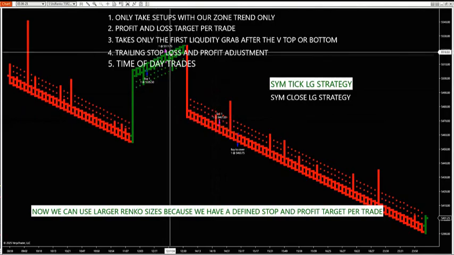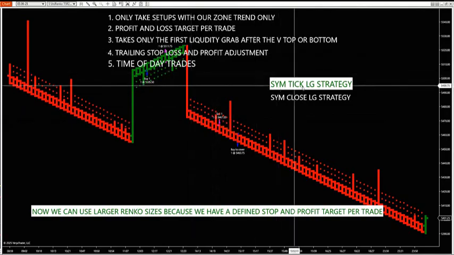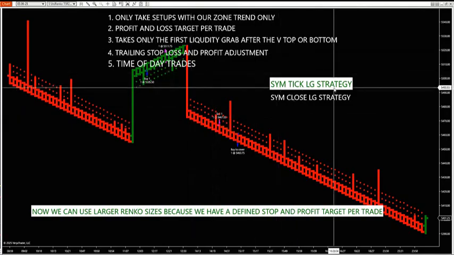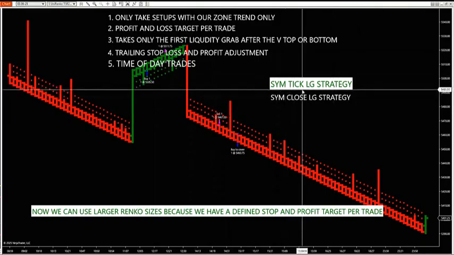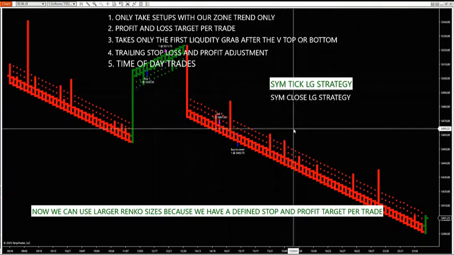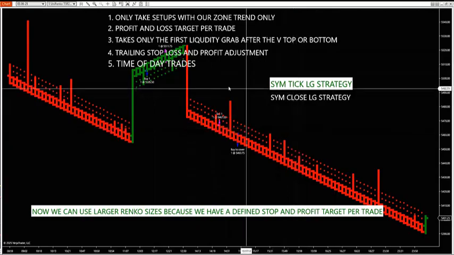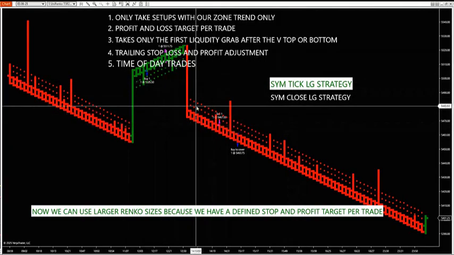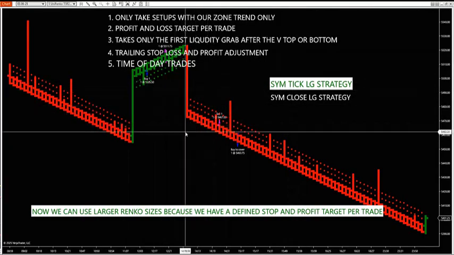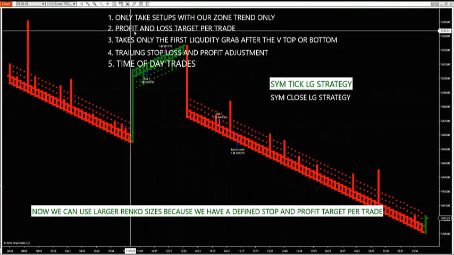And then the trailing stop, this is the sim tick LG strategy, will only adjust on the sim tick trailing stop, okay? Then what you can do is let it run full automation around the clock on these different Renko sizes, which I'll show you, based upon a certain profit and stop loss per trade. But let's say you want to cherry pick your trades.